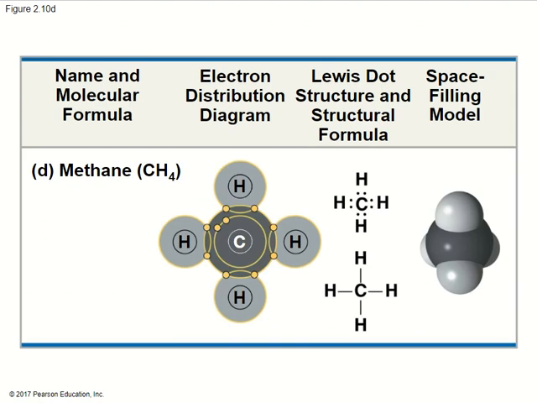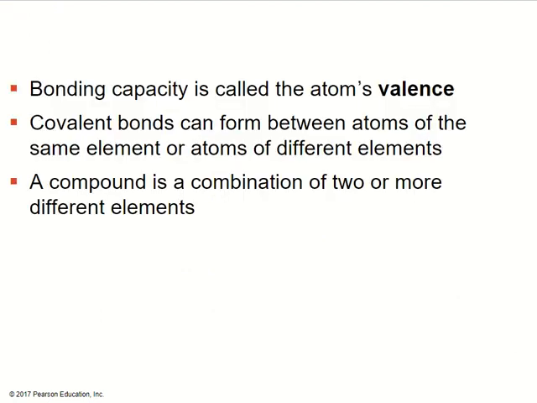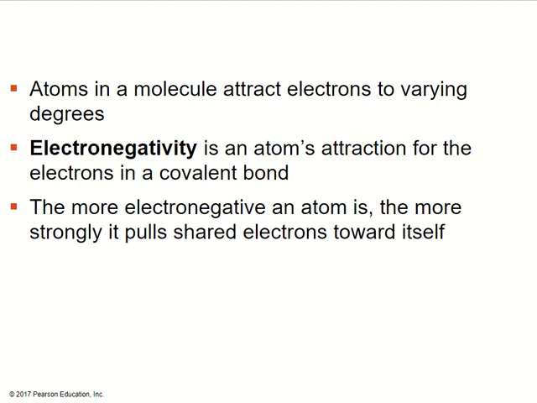What we're seeing here in methane is that carbon forms 4 bonds, 1 bond to each hydrogen atom to form its overall structure. Now, the bonding capacity is called an atom's valence. Covalent bonds can form between atoms of the same element or atoms of different elements. A compound is a combination of 2 or more different elements, such as water. There's hydrogen and oxygen, 2 different elements. Compounds can have much more than 2, though.